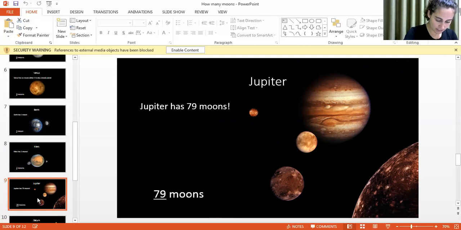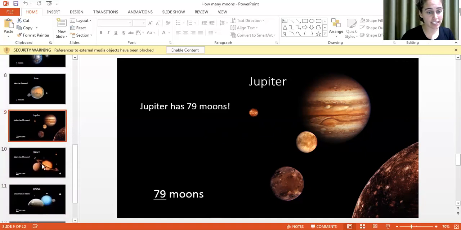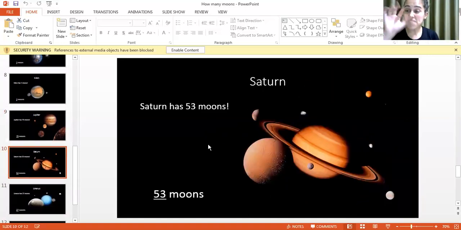And again, we want to remind ourselves how many moons each one has. So on top of this very long line, we are going to write the number 79. Whoa, that's a big jump. All right, so for Saturn, let's go to the next planet. Saturn has 53 moons. It's still a big number.